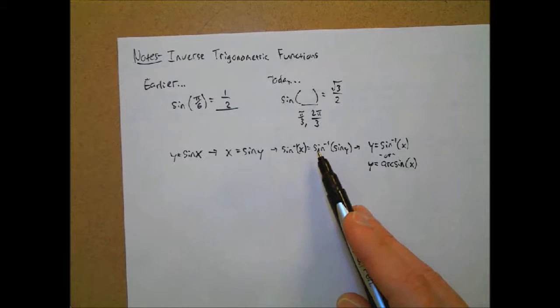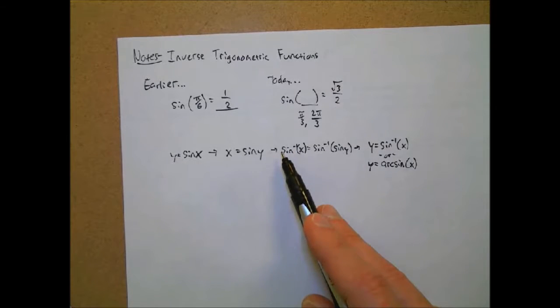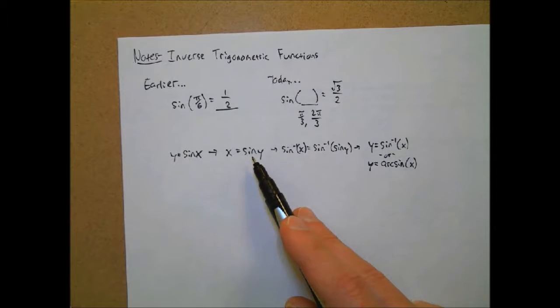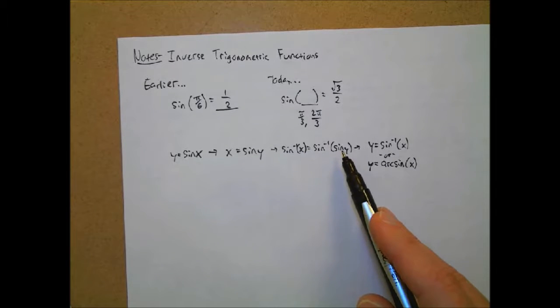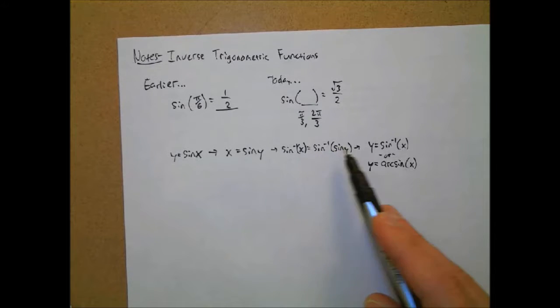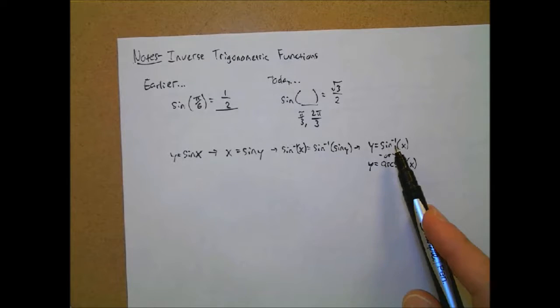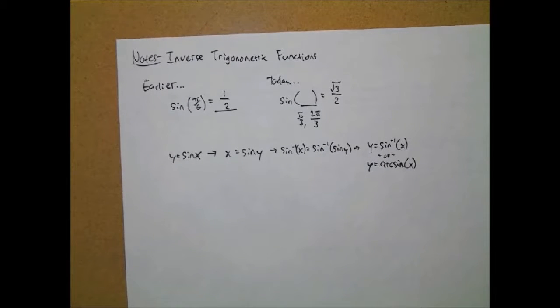We take sine inverse of the left-hand side, so sine inverse of x is sine inverse of x. And sine inverse of sine y is sine inverse of sine y. The sine inverse of the sine cancels, and we're left with just y. And sine inverse of x we can't simplify, so we leave it as sine inverse of x, or arc sine of x. That's the idea. That's it.